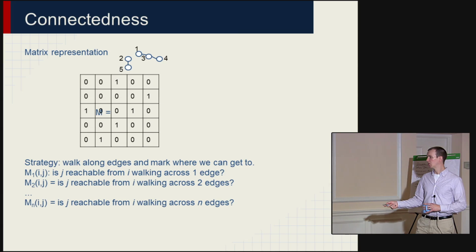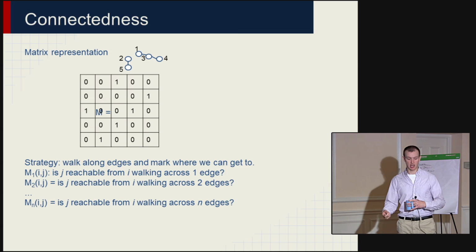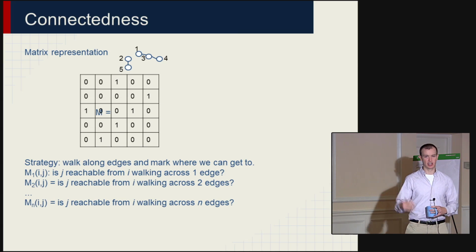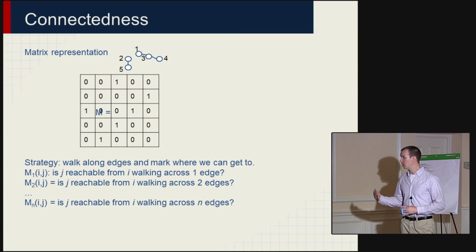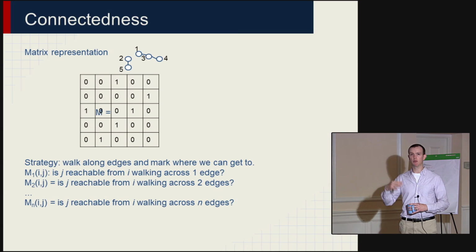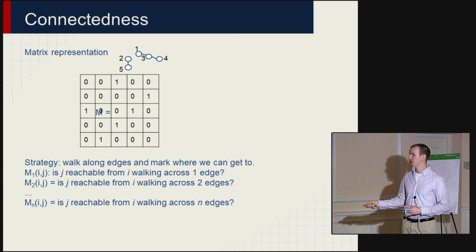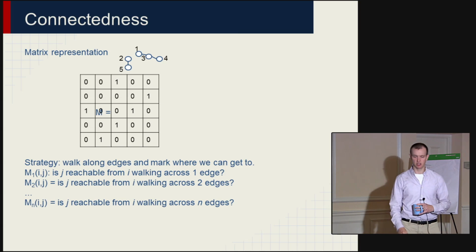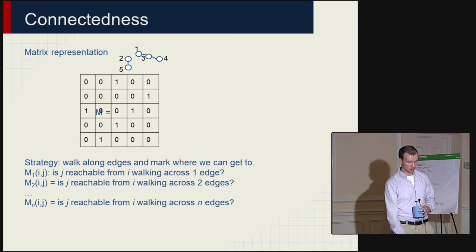And then I could continue computing these until I got to M sub n of I and J, which is whether I can get to J starting from I, traversing n edges in the graph. And then if I had all of these tables, then I could just sort of OR them together. I can get between I and J if I can get there taking any number of steps. And it's going to take at most n steps, because there are only n possible edges in the graph that I would need to follow.